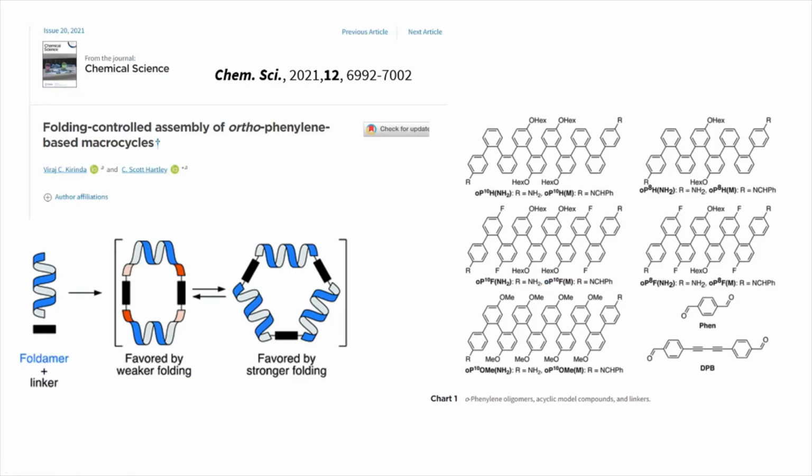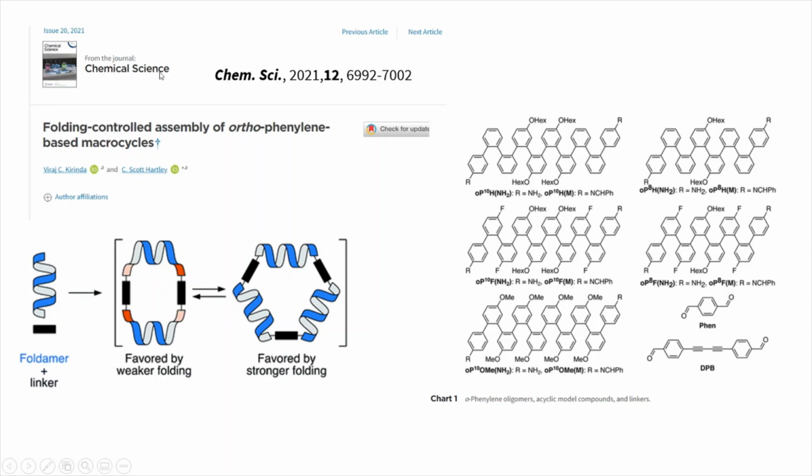So this is an example of using the Schiff base reaction to form a foldamer. One of my colleagues, Birasi Kirinda, made these foldamers by using the Schiff base reaction. Here he used an ortho-phenylene polylinker with an amine group at the end, and as a linker he used dialdehyde, with increasing linker length, to make a smaller macrocycle or a bigger macrocycle.